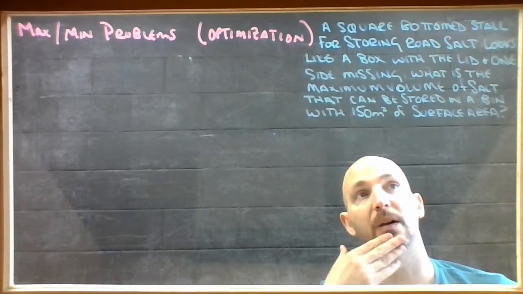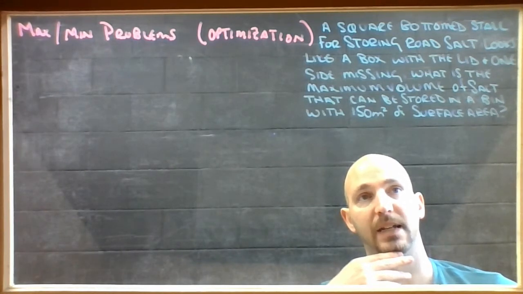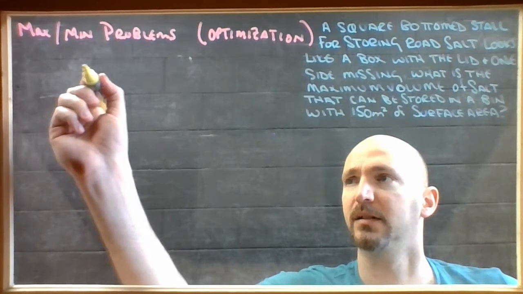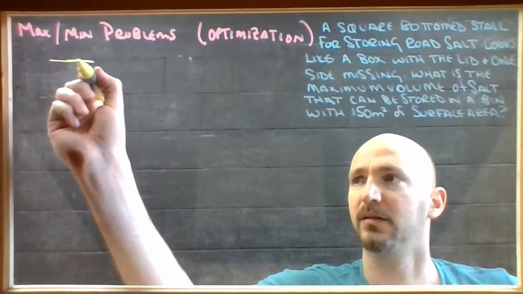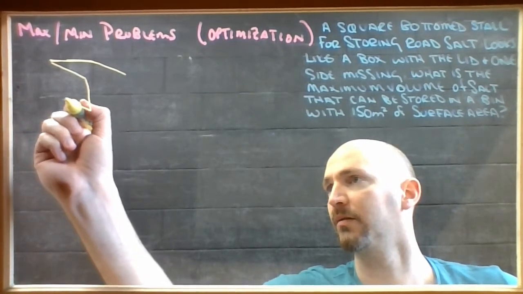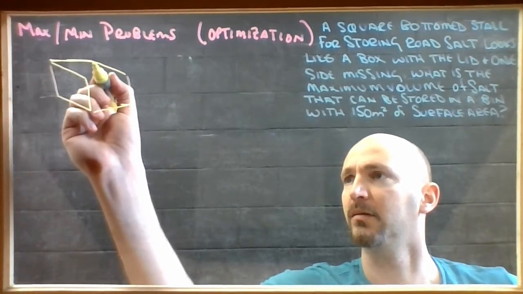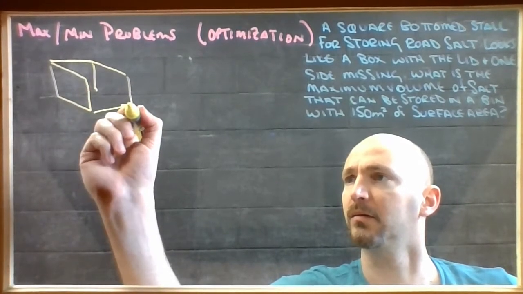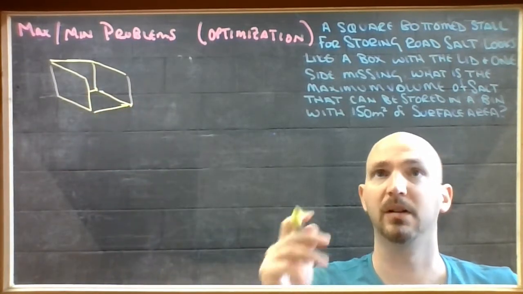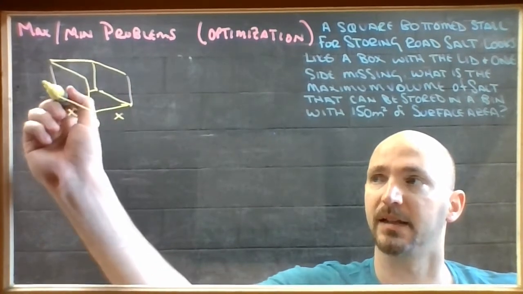So a square bottom stall for storing road salt looks like a box with the lid and one side missing. So if I were to just try and quickly draw that, so here's a box. Okay, so I'm missing the top and I'm missing the front. It says it's a square bottom, so whatever length that is is the same length as that, and the height, I don't know.